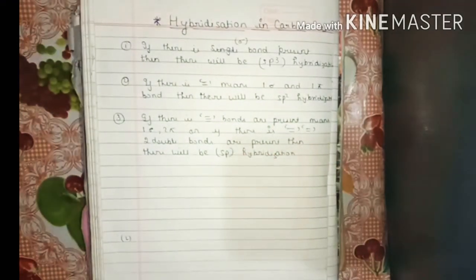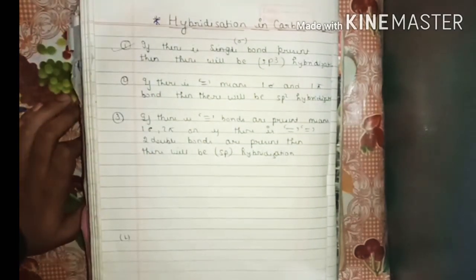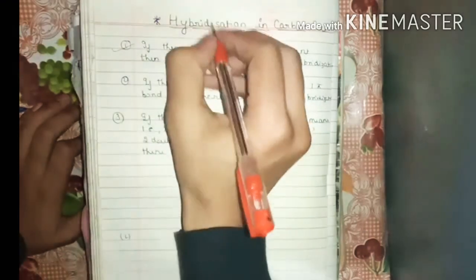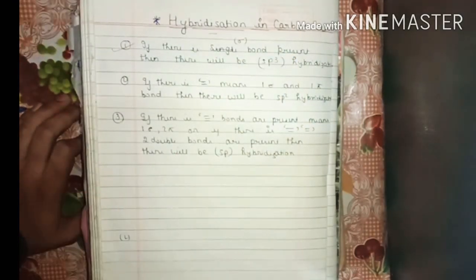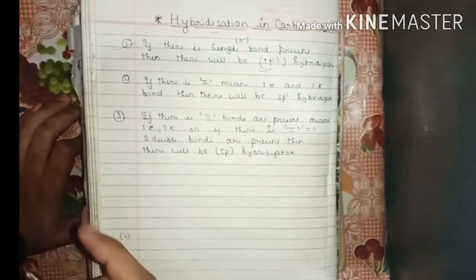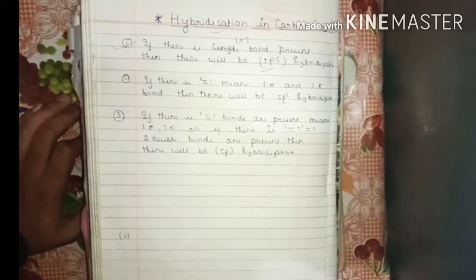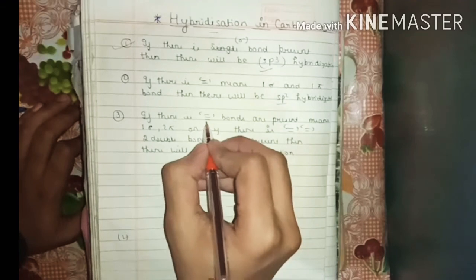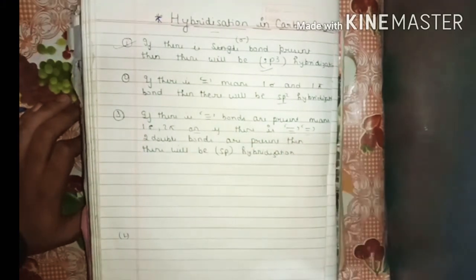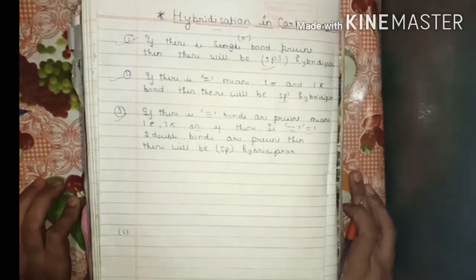In short, if there is a sigma bond present, meaning a single bond, then without any confusion you should write sp3 hybridization. And if double bonds are present, means one sigma and one pi bond, then there will be sp2 hybridization. And if triple bonds are present, or two double bonds are present, then there will be sp hybridization. So by using these three tricks you can calculate the sp3, sp2 and sp hybridization in any carbon atom.